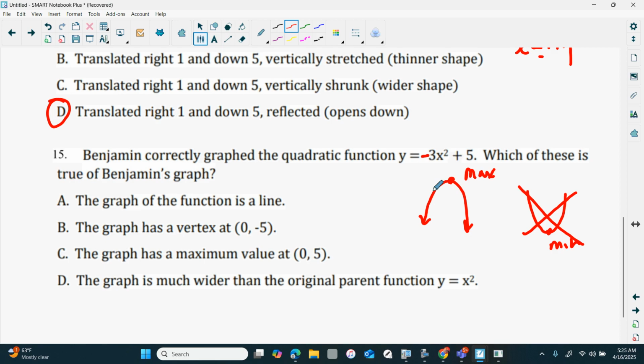So we have a vertex. This vertex, because there's no h, that would be 0, but this would be your k. It would be at positive 5. So the graph has a max value at 0, comma 5. Okay, it's not wider. It would have to be a fraction here to be wider. It's going to be narrower.